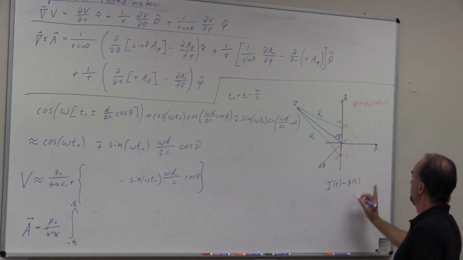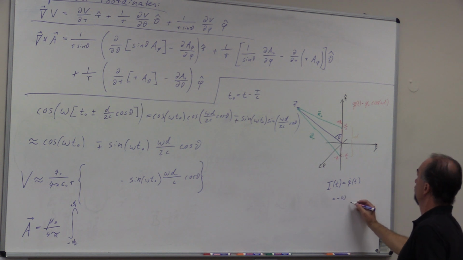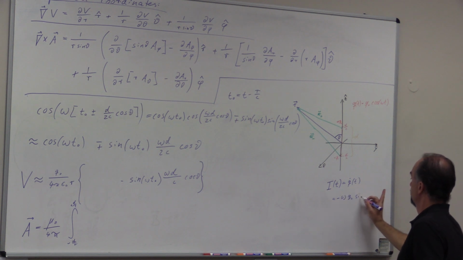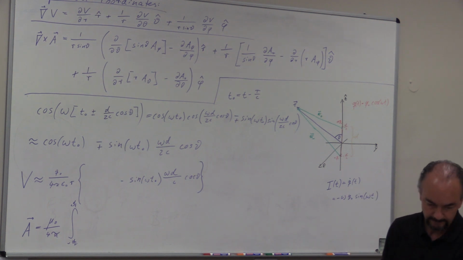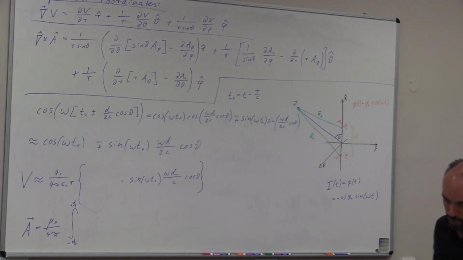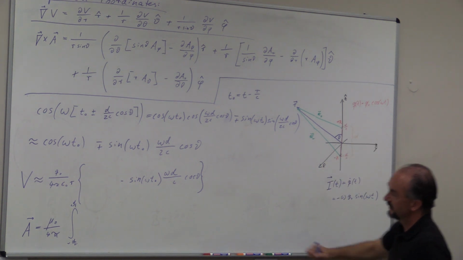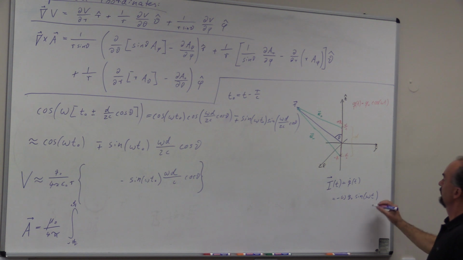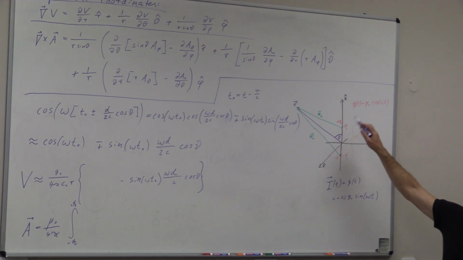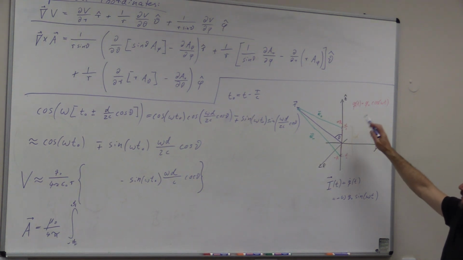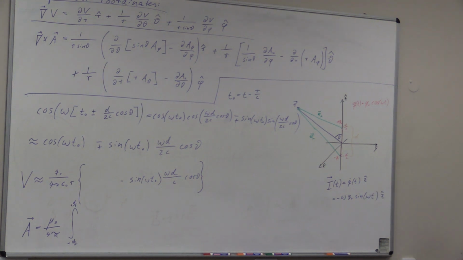dot t. So that is minus omega q naught sine of omega t, right? And so the current density, that's the vector, right? And what direction does that go? Current changes only along the antenna in the z direction here. So that goes in the z direction.